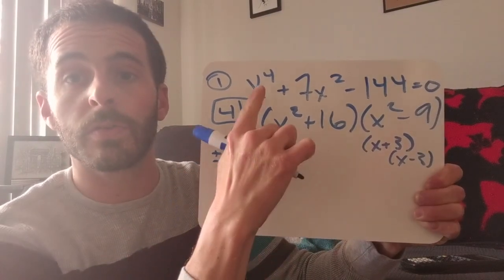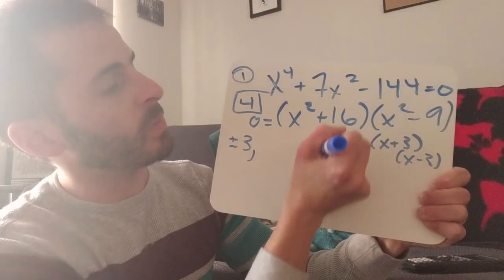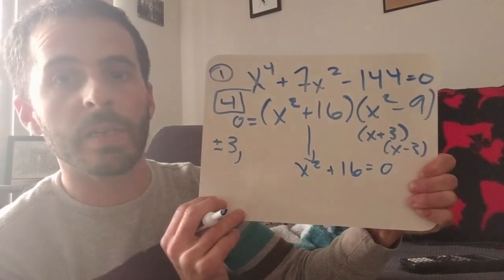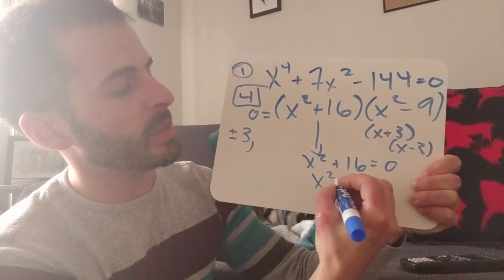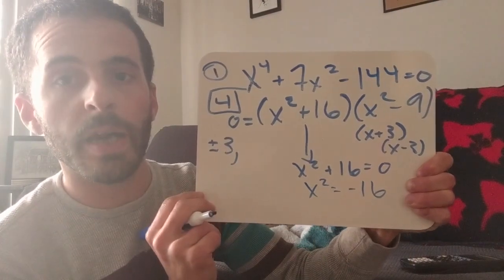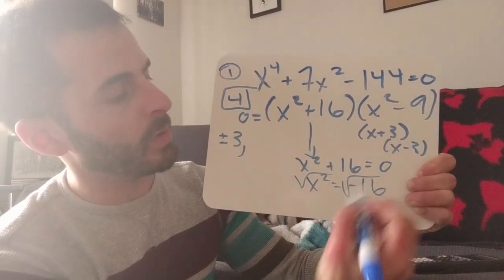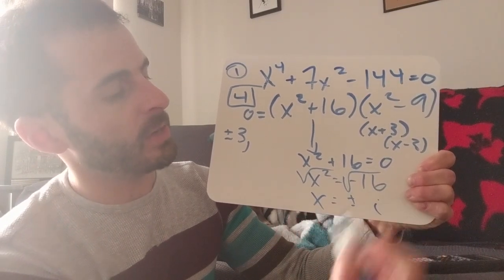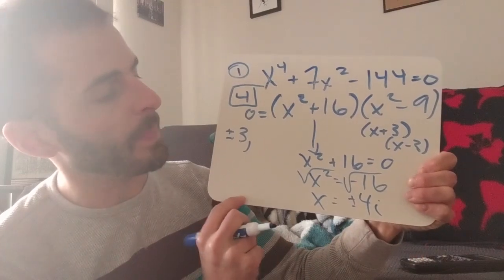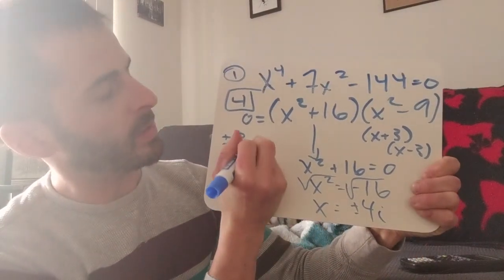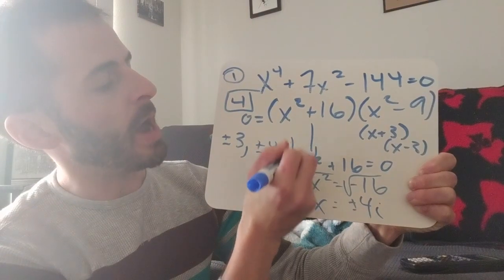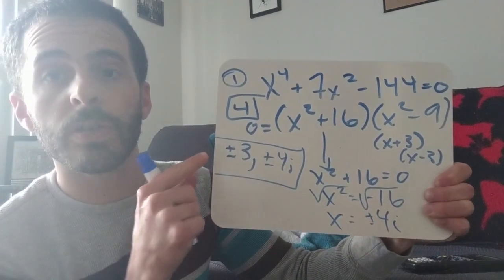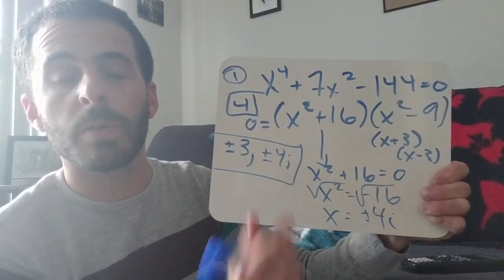How many do I need total? 4. For this other factor, they're going to be imaginary because I'll have to set x squared plus 16 equal to 0, and take away 16 from both sides. When I square root both sides, I get x equals plus or minus, there's a negative there, so i, and the square root of 16 is 4. So here's my other two: plus or minus 4i. So how many solutions are there to this polynomial? 4. What are the solutions? Plus or minus 3, plus or minus 4i.